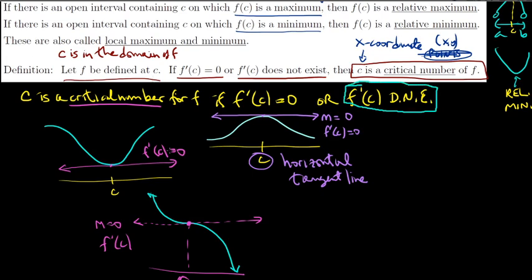So that might happen when your function looks like this, right? Or like this. Remember absolute value? The absolute value function looks like this, right? So let's say that this is my C here. So what happens at the corner here?